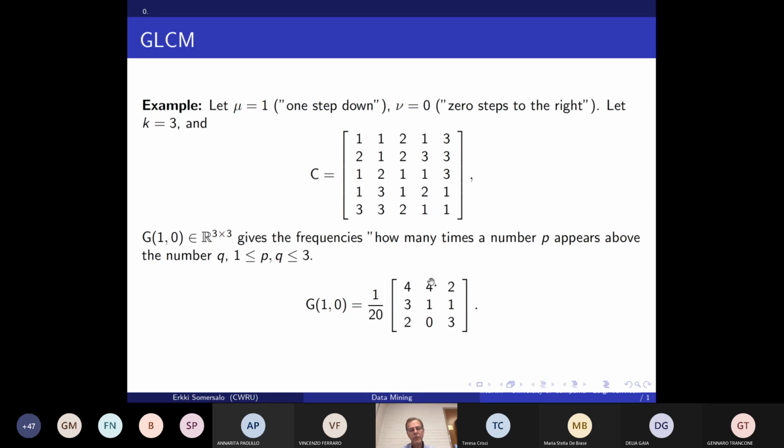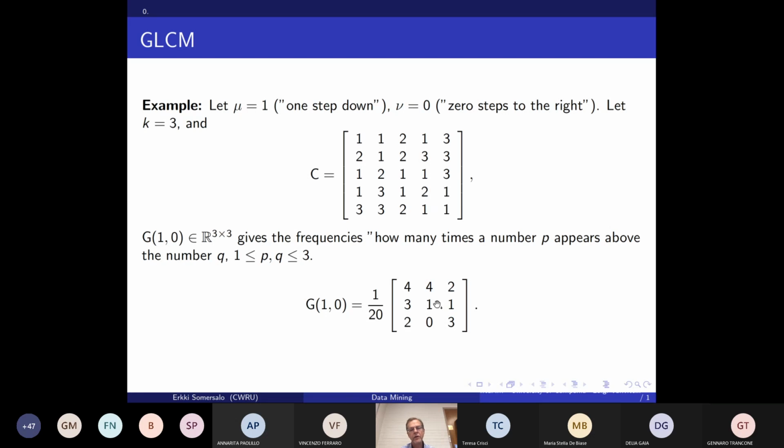So I put 4 here. Let's look at this quantity here. So this is 3, 1. Now I'm asking: I take a pixel with value 3, and I'm asking how many times there is a 1 below a 3. So how many times do I have? Here is 3 and 1, and here's 3 and 1, and that's it. So there are 2 of those. So I put 2 there.